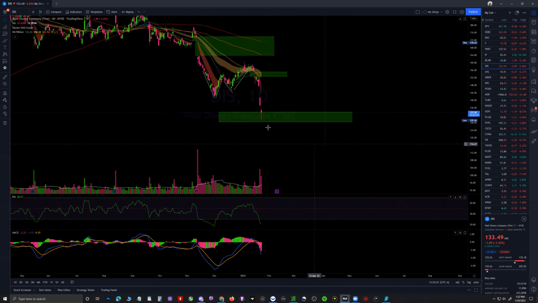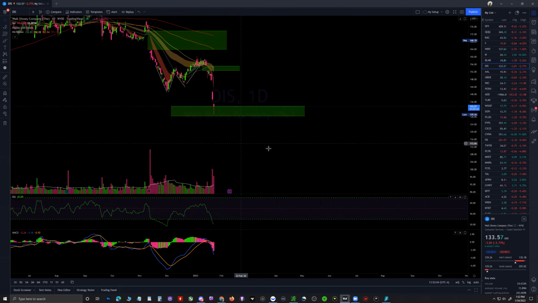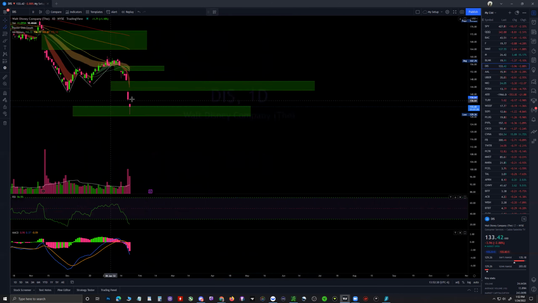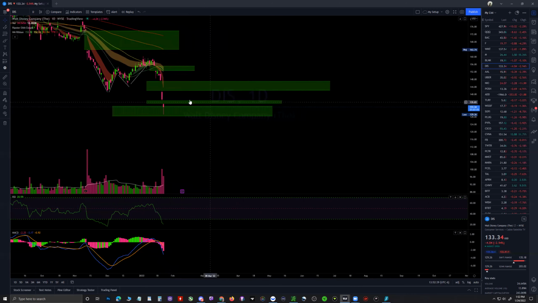All right, so yeah, as you can see, the gap was pretty much filled today. So we could see a reversal here on Disney. There's another gap here that needs to be filled. So if we draw this gap out, and there's another small gap right here. Look at all these gaps on Disney. My God, man. And then we have another small one here. I don't even think this one's worth putting there. So we'll just leave that one.